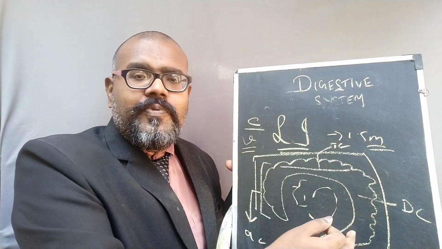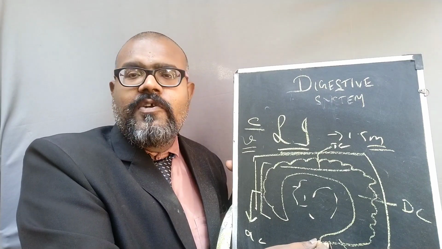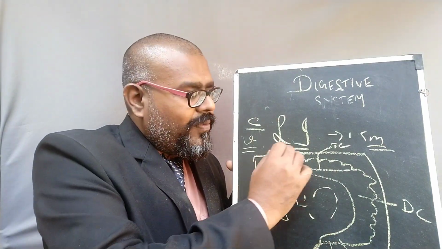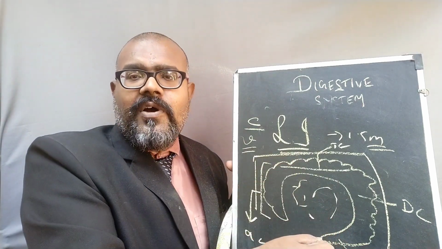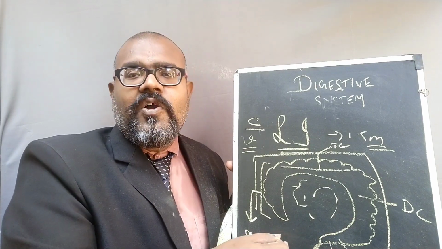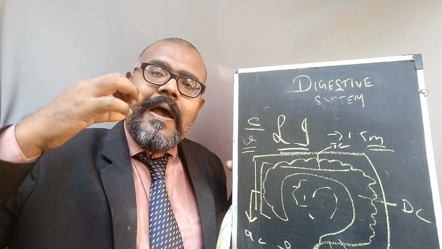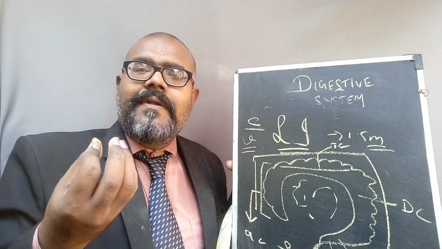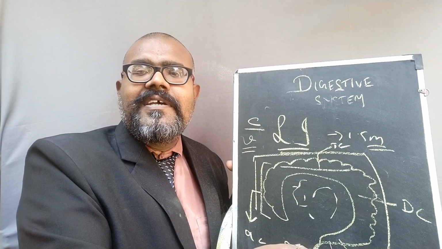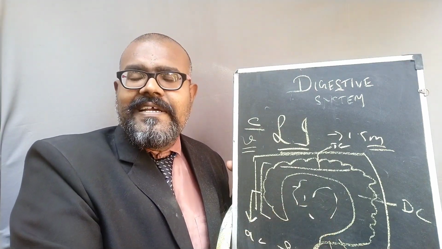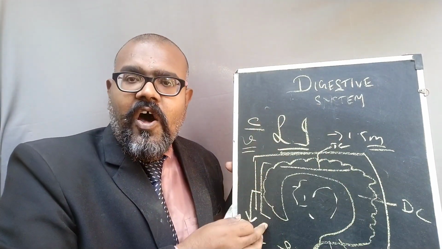Once the absorption is over, the food material enters the rectum. In the rectum, all the food material accumulates. Once the rectum is full, the anus opens. The anus consists of the sphincter muscle. As I told you before, the sphincter muscle opens because of the pressure created. Once the rectum is fully filled with food material, the sphincter muscle is pressurized and opens. Then the waste food material is released through the anus. This is the main process that happens in the large intestine.